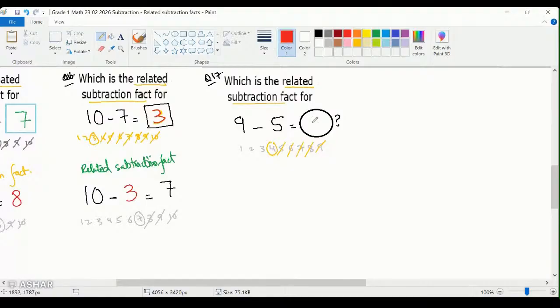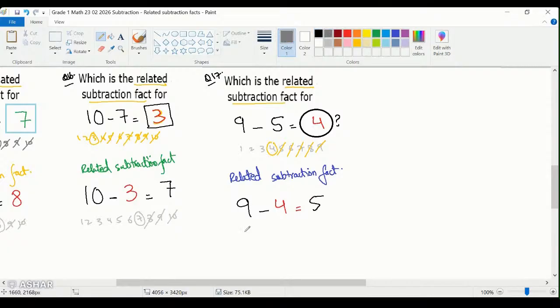9 minus 5 always equals 4, and the related subtraction fact for this should be 9 minus 4. Perfect. That means we simply need to swap their positions. It should equal 5.